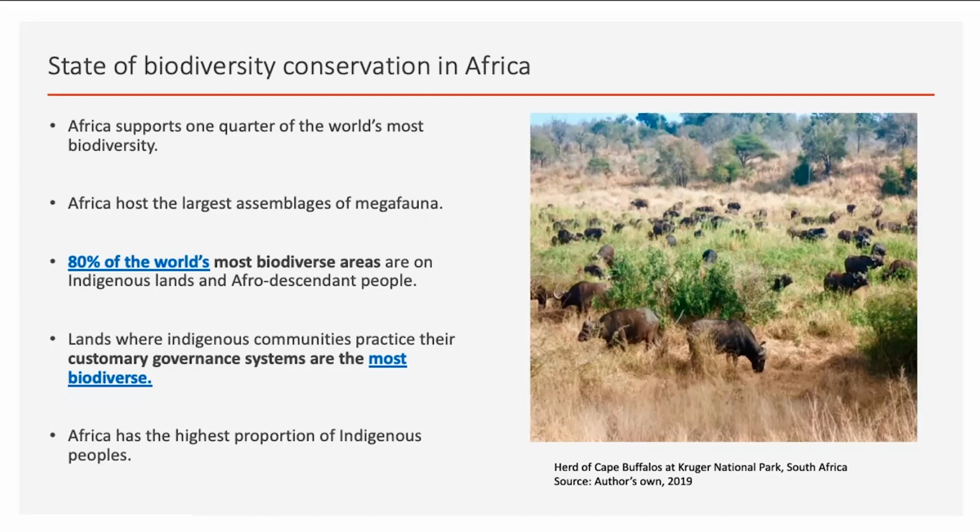system. And so the land now in South Carolina that is owned by African Americans tends to be some of the most biodiverse in South Carolina, and it is currently also targeted for conservation easements. And so 80% of the world's most biodiverse areas, part of it is also Afro-descendant, including in the US, Afro-descendant people. So lands where indigenous communities practice their customary governance systems are some of the most biodiverse, and Africa has the highest proportion of indigenous people.